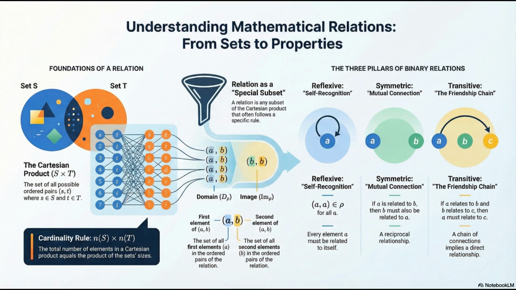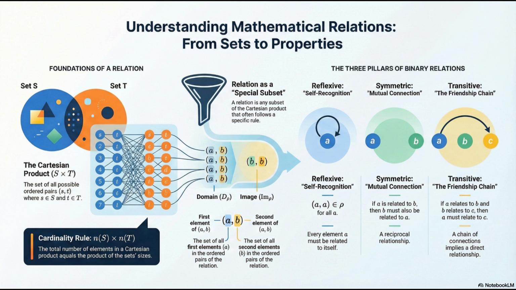So, if we pull all of this together, we started by calculating the absolute boundaries of our data with the Cartesian product. We then learned how to filter that massive universe down by applying specific rules, creating a relation where the active inputs form the domain and the active outputs form the image. Right. Finally, we looked inward, exploring the strict behavioral rules that govern how a set relates to itself: reflexive, symmetric, and transitive. It really is a remarkable journey from abstract Class 12 mathematics directly into the engine room of modern technology. I mean, every time a database cross-references two tables, every time an algorithm maps a network of users, it relies on these exact logical tests.